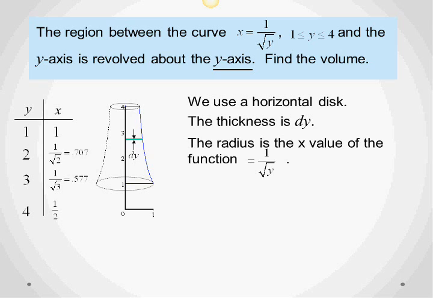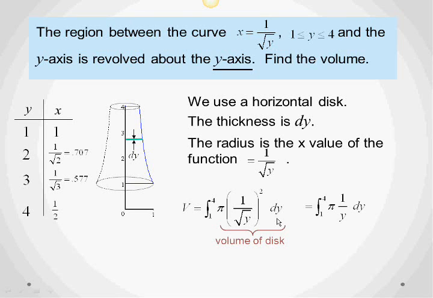So now everything's going to be integrated with respect to y. The radius is the x value of the function. Hopefully you can see that right here. The radius is that distance from the axis to the function. So we're going to integrate from 1 to 4 pi times 1 over the square root of y, all squared, dy. This represents the volume of the disk.